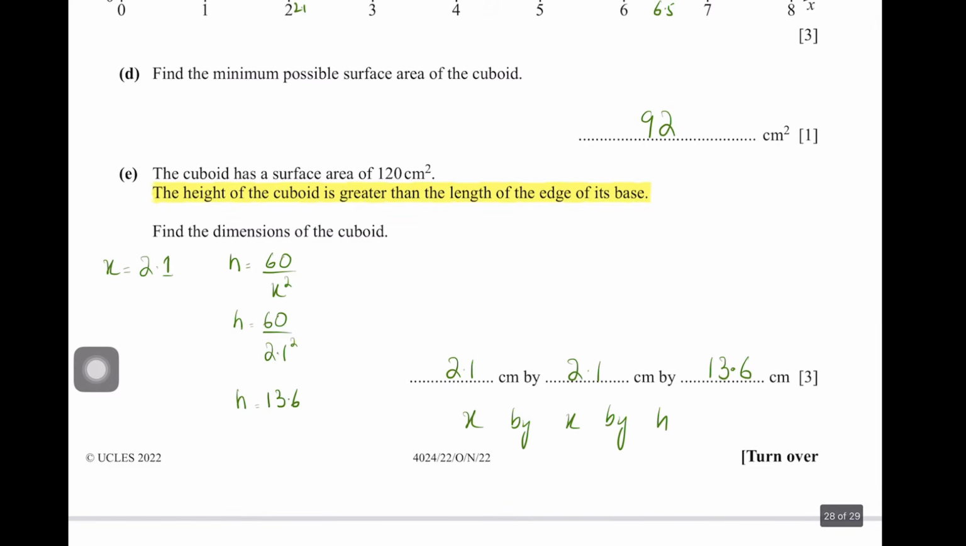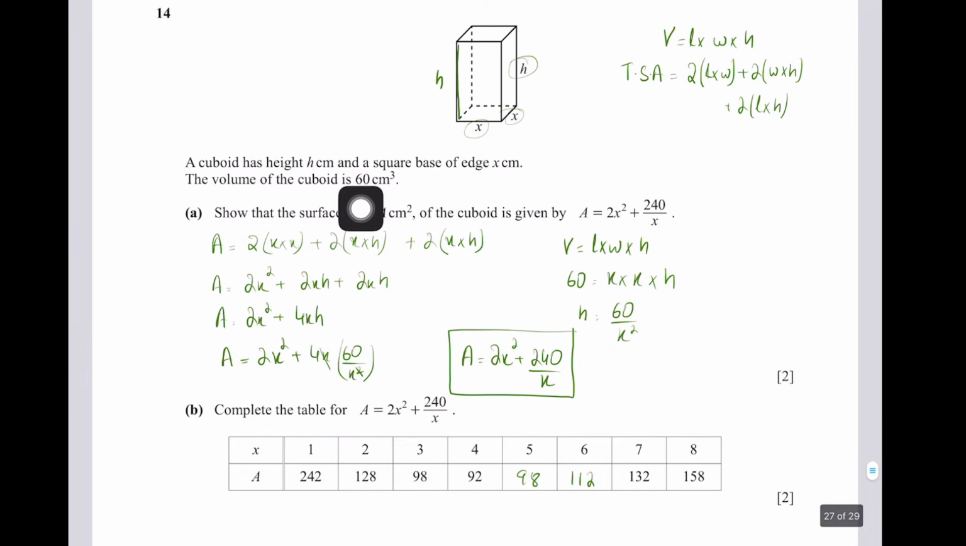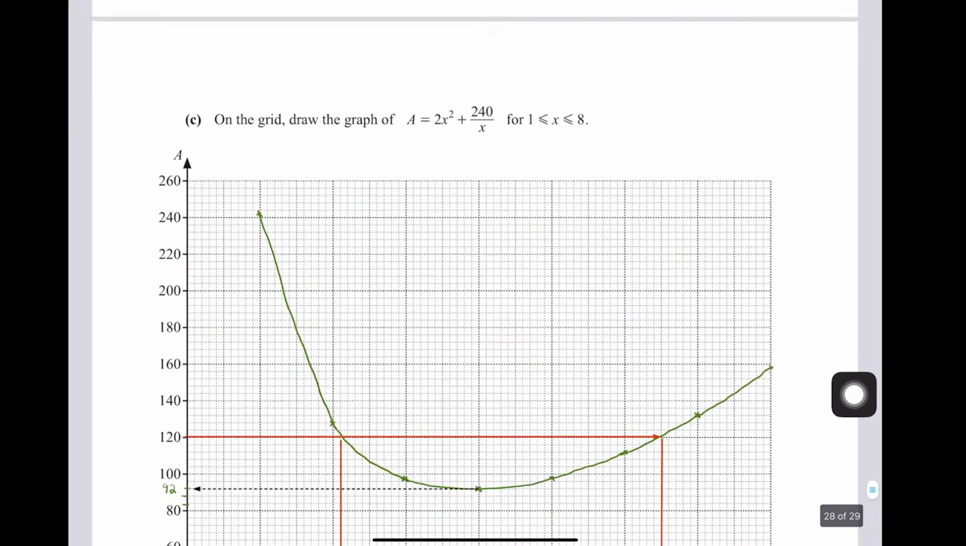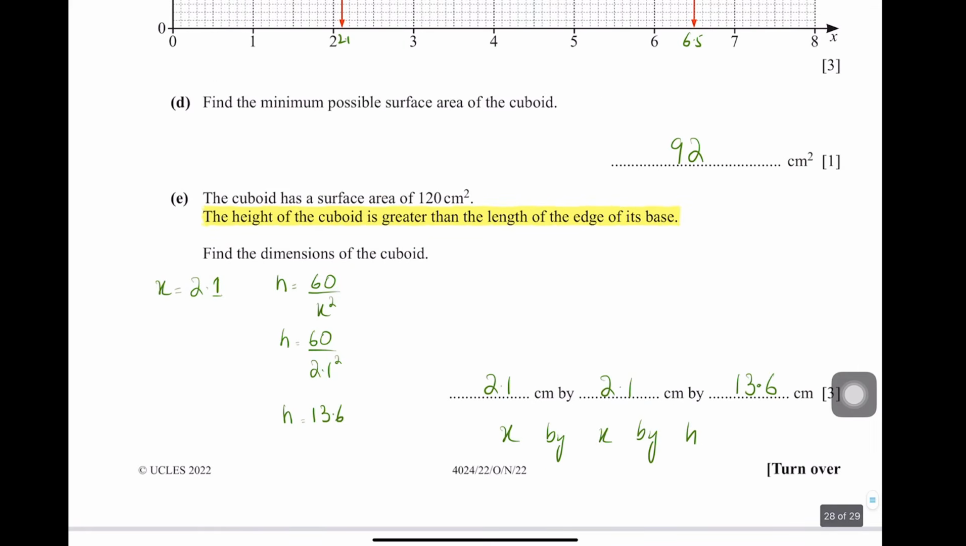Okay. So Moise, if you go back, notice how we were given the volume as 60. So we made an equation: length into width into height equals 60. And if you make h the subject, you get 60 upon x square. So this is what we got in the very beginning. It's not something we worked out only for this part. It's something that we got at the very beginning.